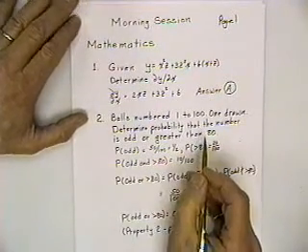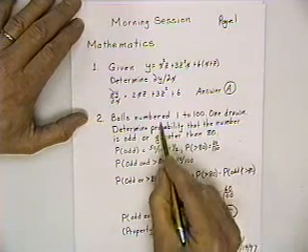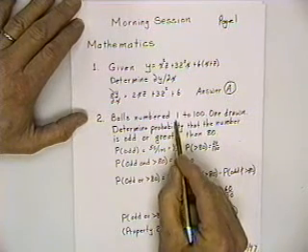Now, here's a nice probability problem for you. Balls are numbered 1 to 100.